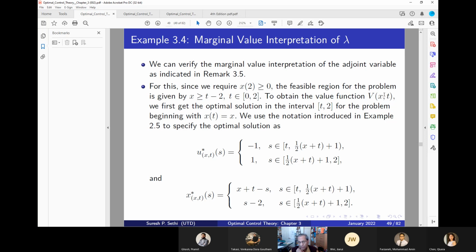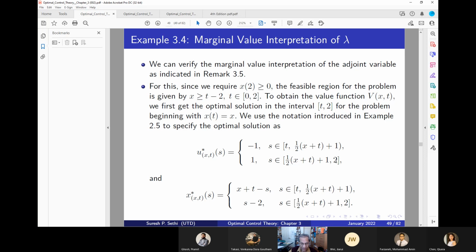Okay. So now I need to obtain the value function V(x,t) by solving a control problem that begins at time t with a value of x, which has to be bigger than t minus 2, and it goes up to 2. So x(t) equals x, and that is our initial time now. So I need to find an s, which is the time that goes from t to 2. I need to find that time, okay? So this is my s. But s can only go from t to 2.